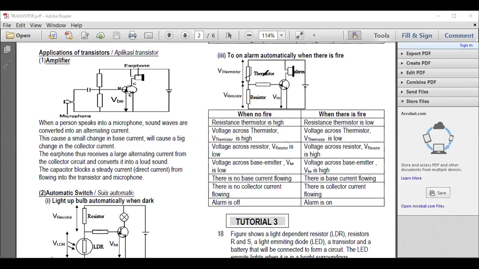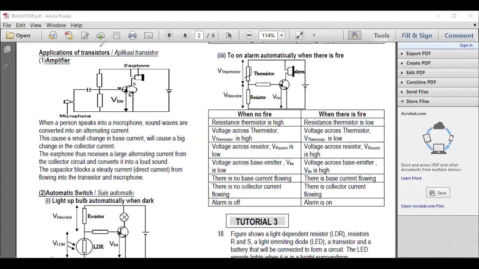Okay. So use a thermistor. Now, a thermistor is a thermal resistor. That means the resistance depends on temperature. Okay, depends on temperature. That means when you give heat, that means higher temperature, the resistance will be low. When lower temperature, that means when it's cold, the resistance will be high.